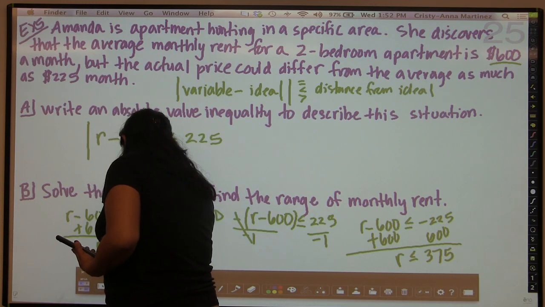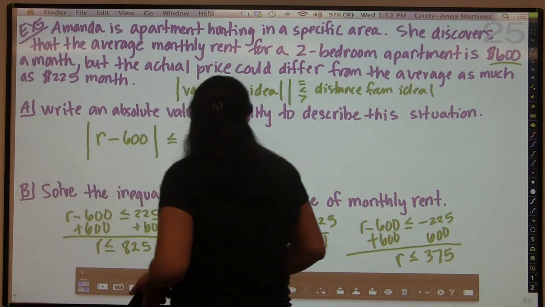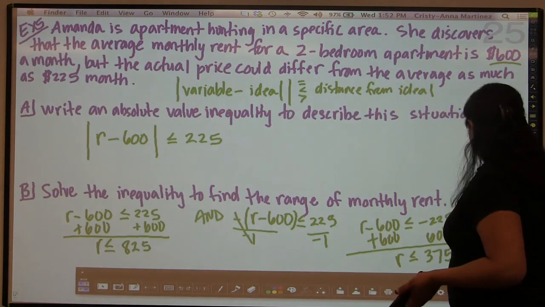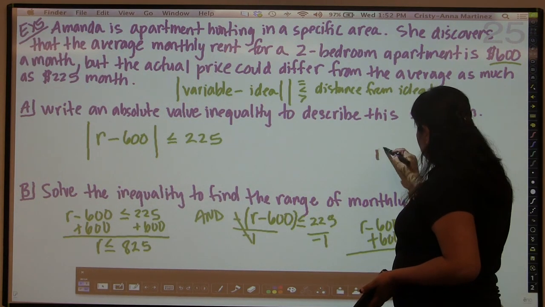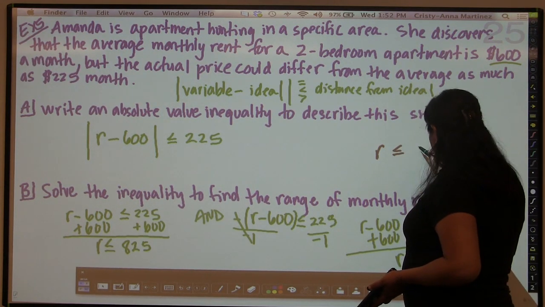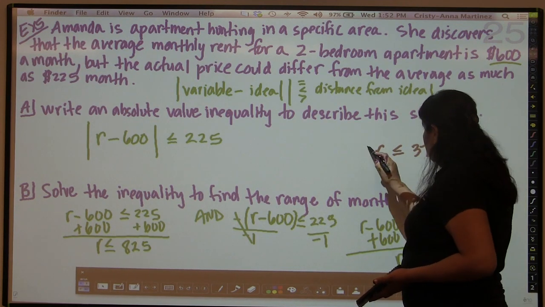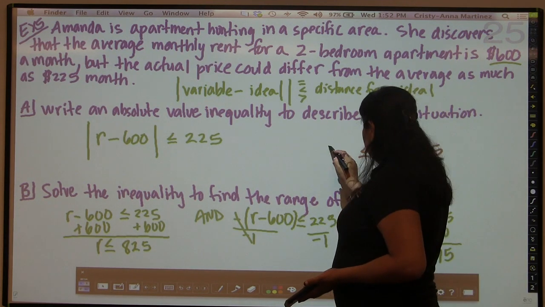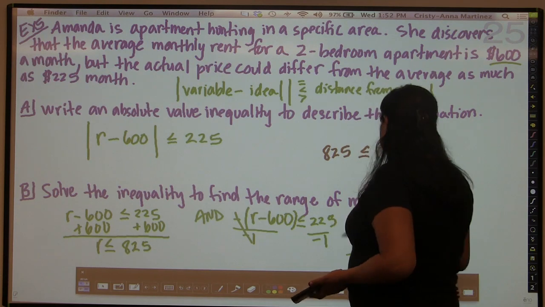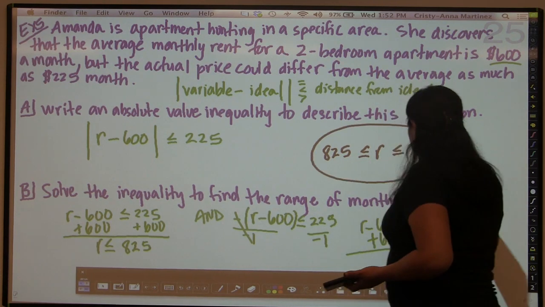6, 7, 8, 25. So when it says find the range of the monthly rent, the range for a monthly rent is that it can be less than or equal to $375 or greater than or equal to $825. But the ideal is that it would be $600. So that is how you do that.